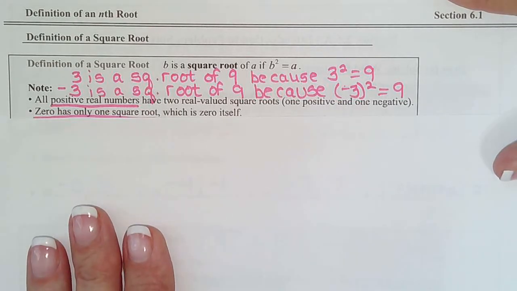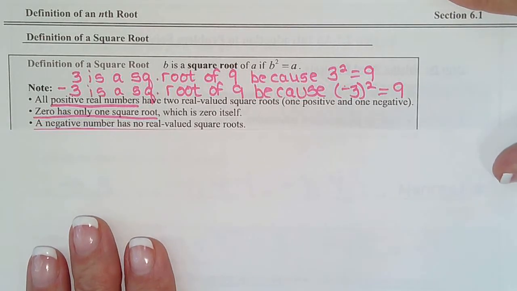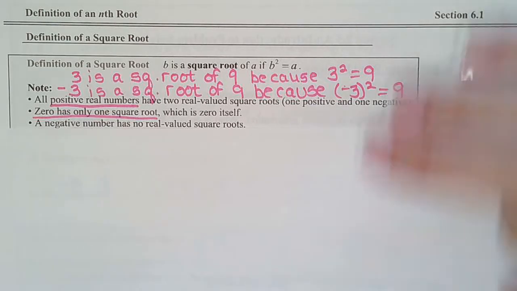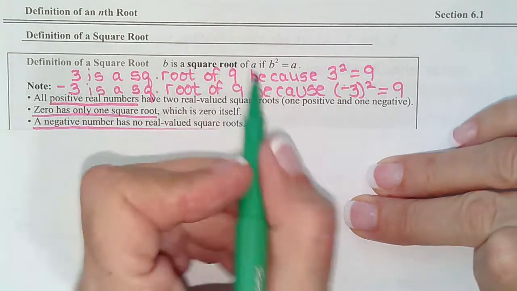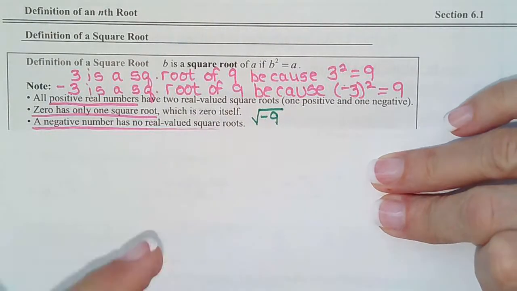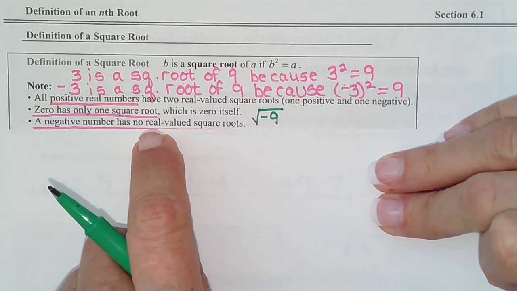0 only has 1 square root. Square root of 0 is just 0. Negative numbers don't have square roots, because if I said, what's the square root of negative 9? We're going to learn later they have imaginary square roots, but they don't have any real square roots.